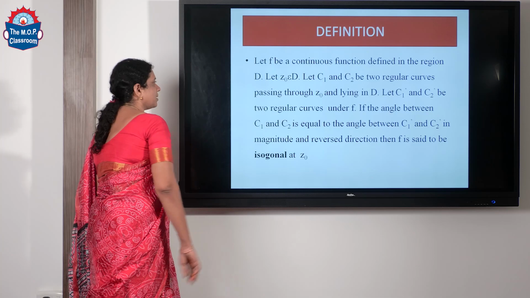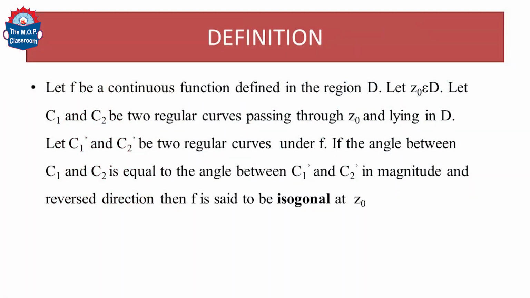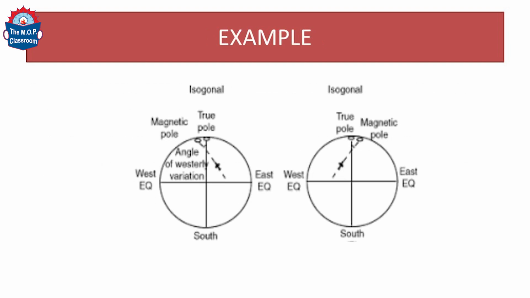Similarly, the next definition is the isogonal mapping. The definition holds good, but the angle between C1 and C2 is equal in magnitude to the angle between C1 prime and C2 prime, but reversed in direction. Then we say f is an isogonal mapping at z naught. So, this is a representation of an isogonal mapping. We can see the angle is the same in both planes, but the directions are reversed.